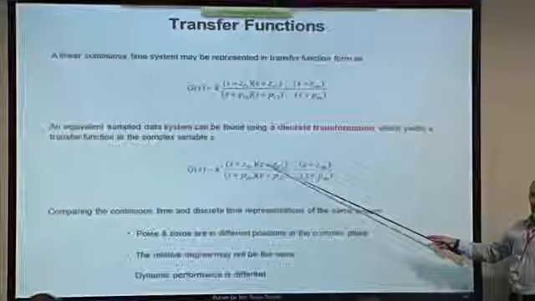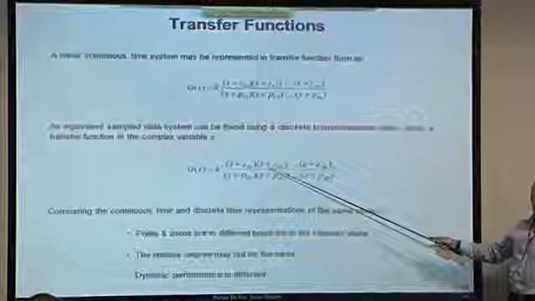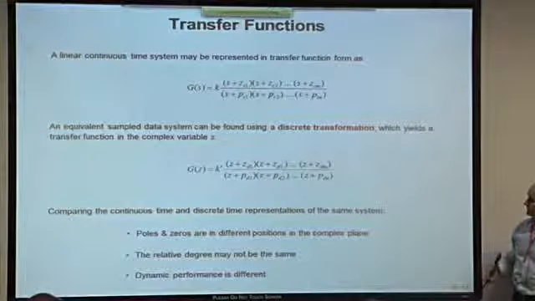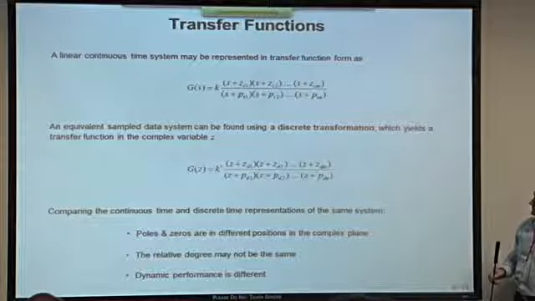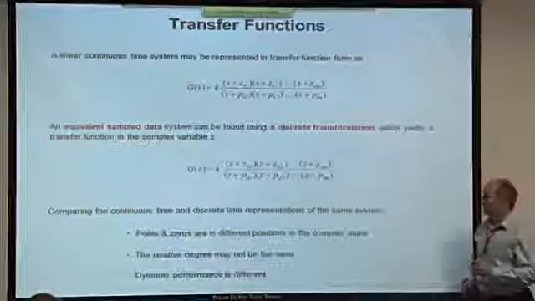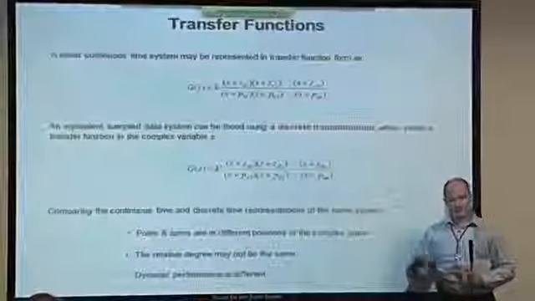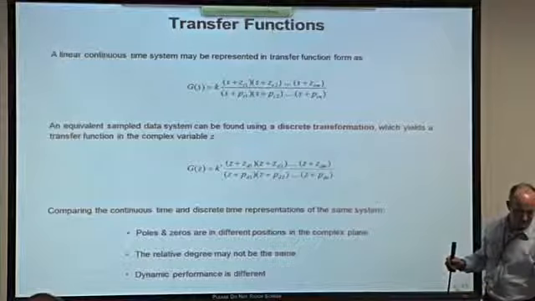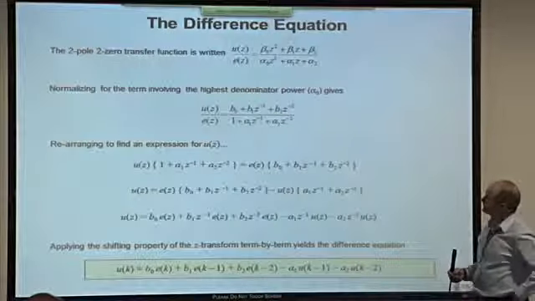Very often you have proper rather than strictly proper systems in the discrete time domain, even if they were strictly proper before. The poles and zeros, of course, are moved by the transformation, but even more importantly, the meaning of the poles and zeros in the complex plane is changed by z equals e to the sT. I'm going to explain that for you shortly.